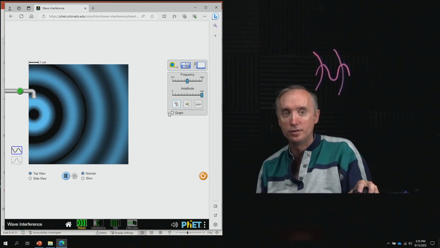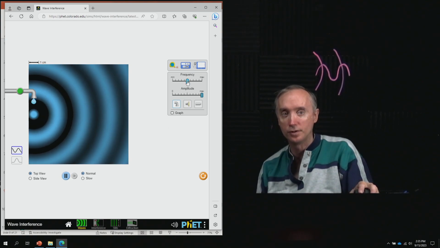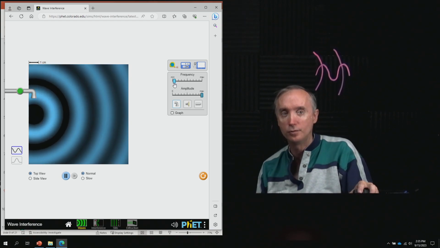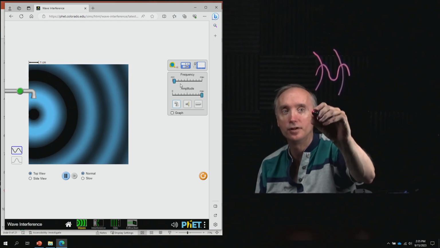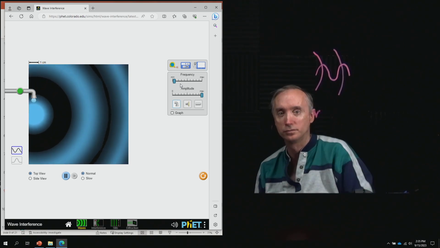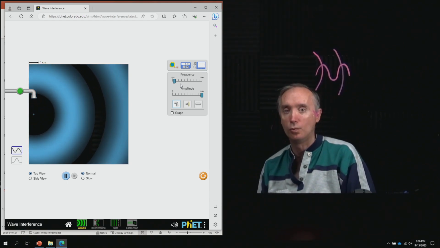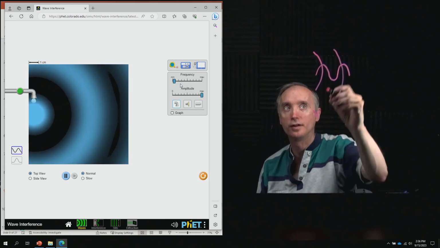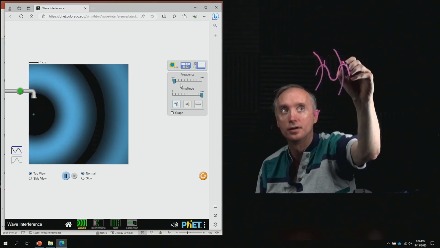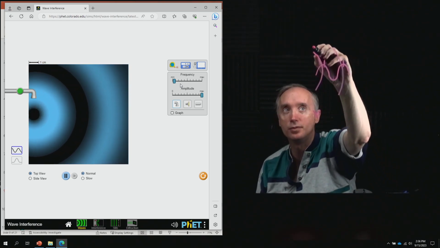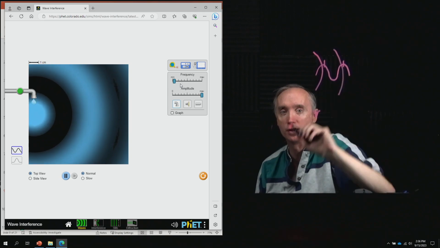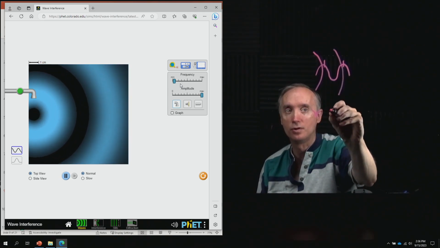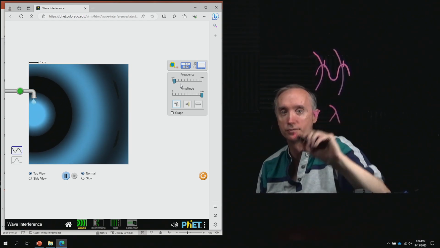The other thing I want you to do is manipulate the frequency. Okay, so if I make my frequency small, what happens to the wavelength? What was the wavelength? The wavelength is the distance from here to here. So it's going to be from one line to the next line. So notice if the frequency is small, the wavelength gets large.